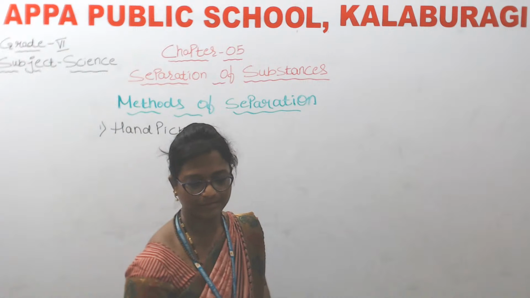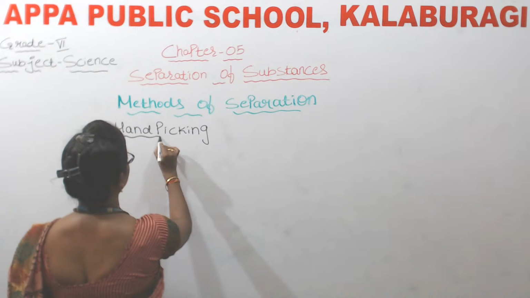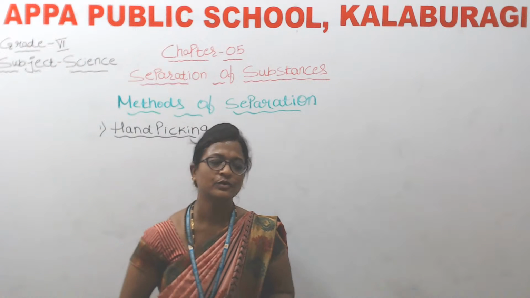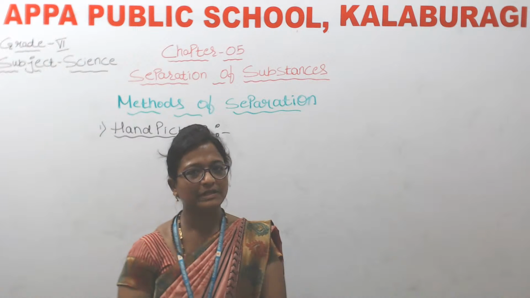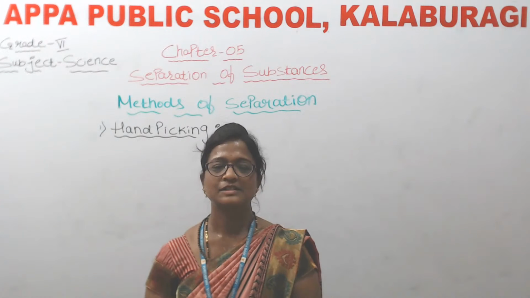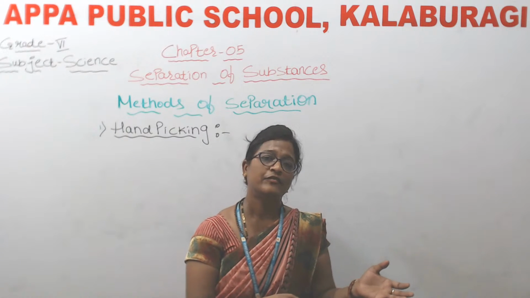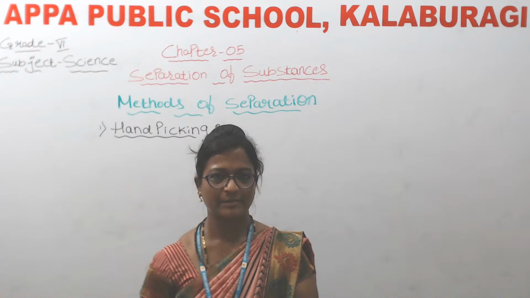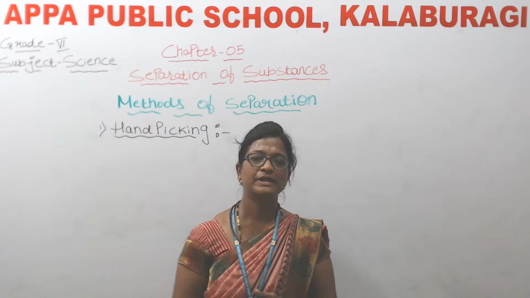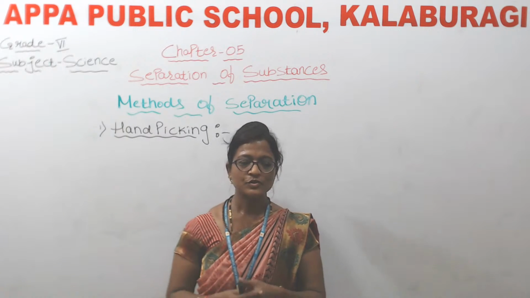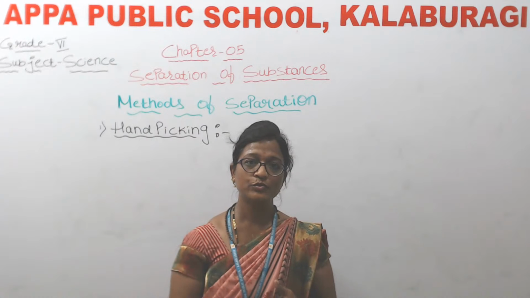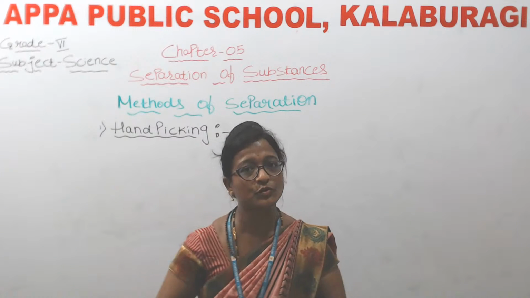So first one is hand picking. Now let me ask you: your parents will bring ration every month, isn't it? They'll bring packets of rice, dal, some grains, pulses. For the month, what we need, we'll bring at a time. So we call that ration. When your parents bring ration, for what purpose? Obviously to cook. So now tell me children, the grains or pulses which we bring from market, do we use them directly to cook?